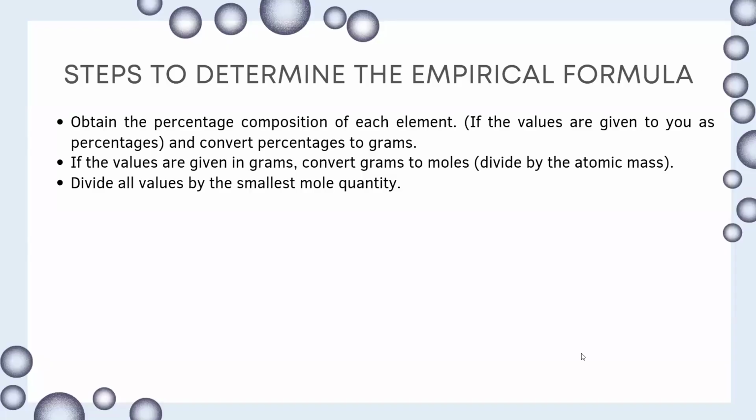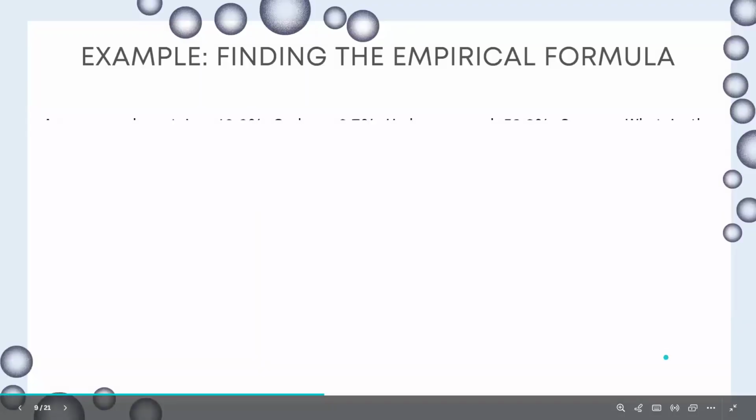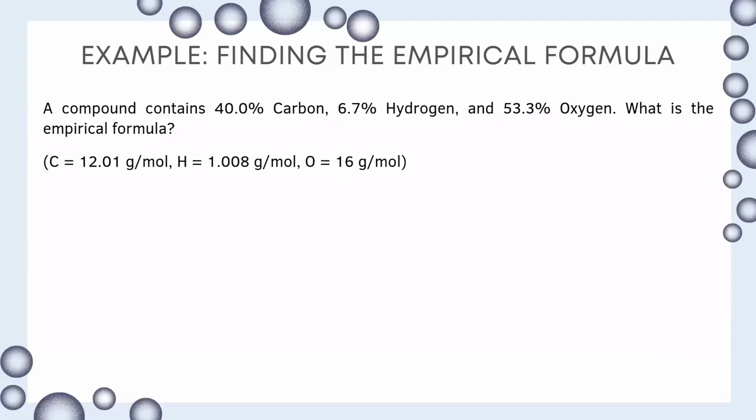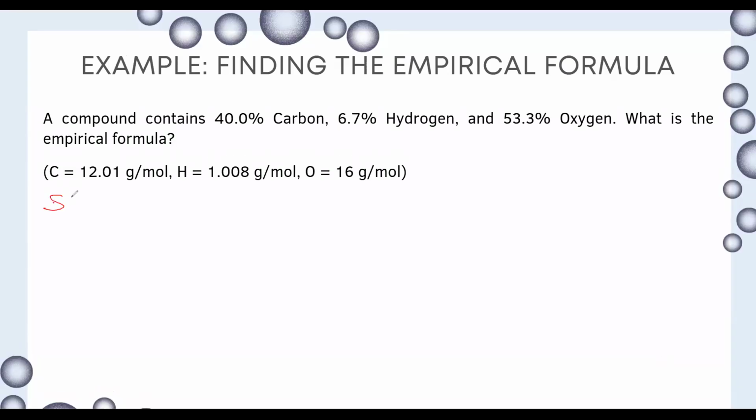Now we have the first question that we want to treat, and we've already read that out. So step number one, what is the first step? Somebody read it out for me, please. Step one: obtain the percentage composition of each element. If the values are given to you as percentage, convert to grams.